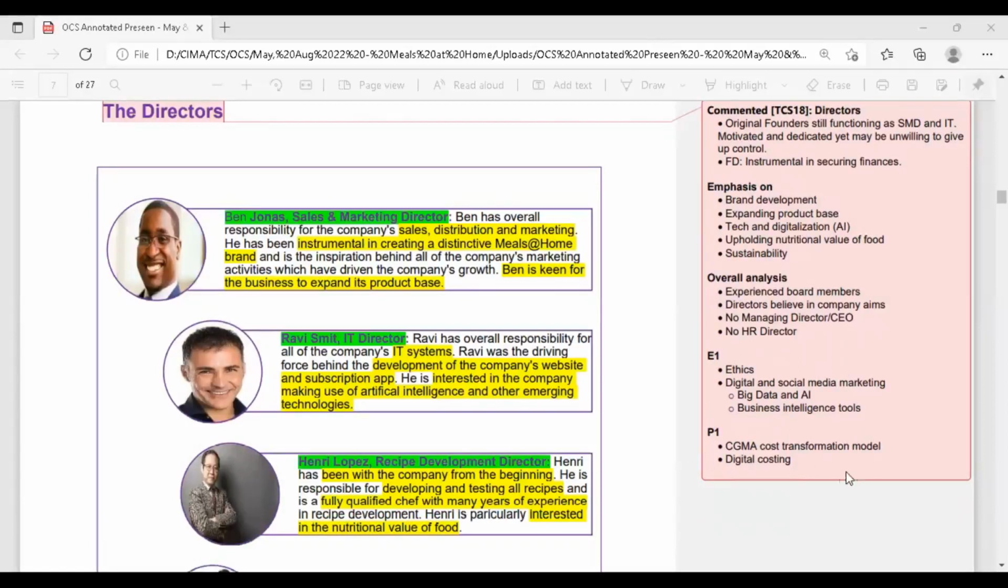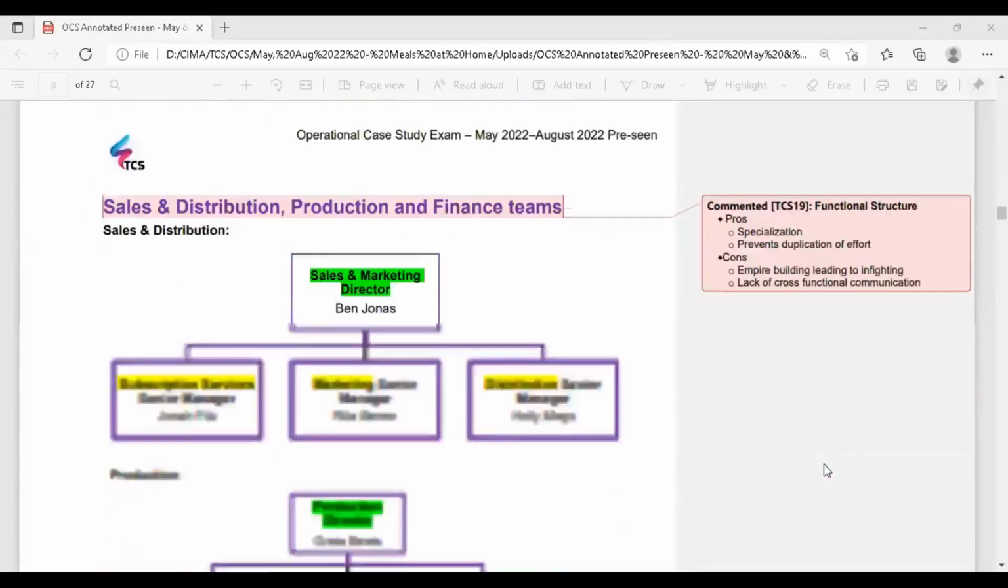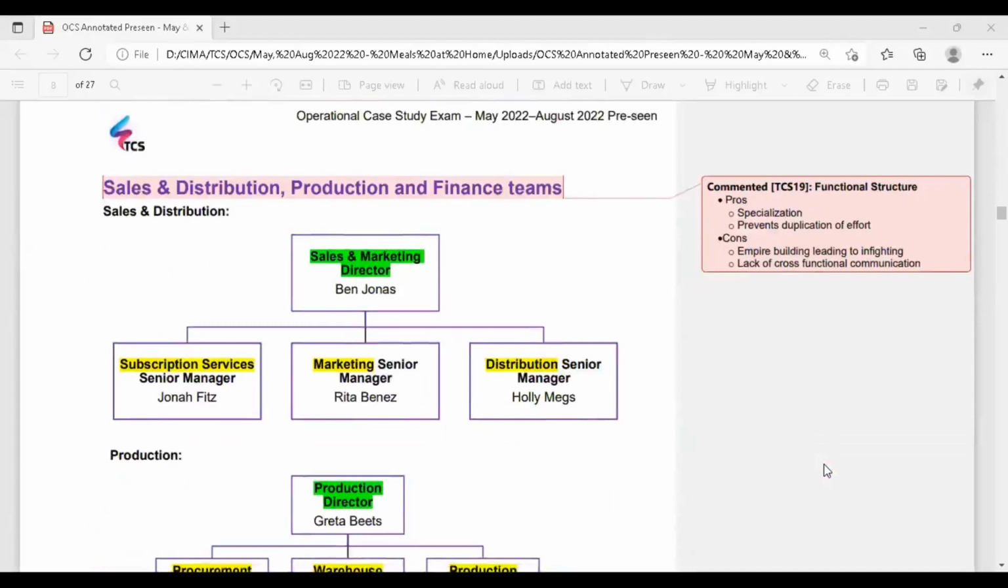And under P1, the CGMA cost transformation model will be tested, and digital costing will be tested. Again, I've included two separate questions covering the CGMA cost transformation model and digital costing. Right, so let's try to figure out what happens within the sales and distribution, production, as well as finance teams. So we are going to look at three different teams: sales and distribution, production, and the finance team.